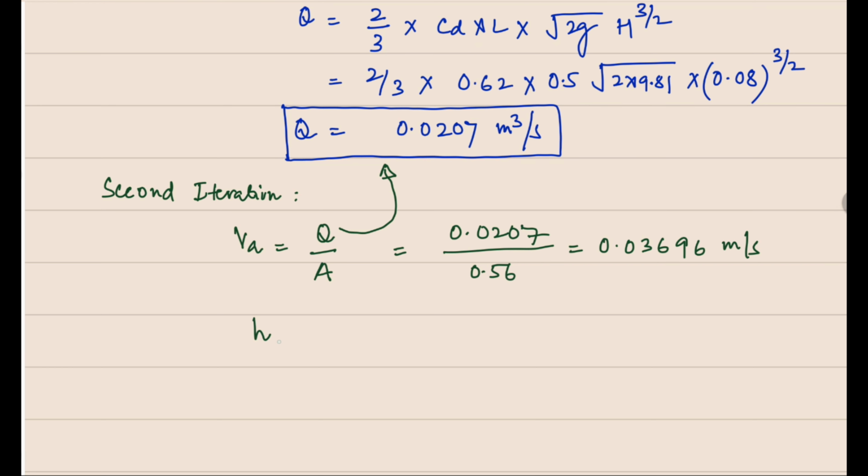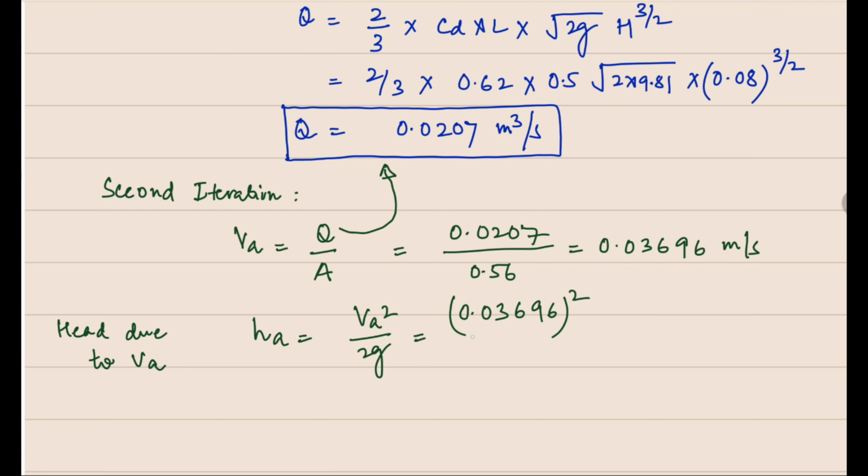Now using this VA, we can calculate the HA, that is our head due to VA. HA is equal to VA square over 2g, and that comes out to be 0.03696 square divided by 2 multiplied by 9.81. So this calculation gives us 6.964 times 10 to the power minus 5 meter. That's it.